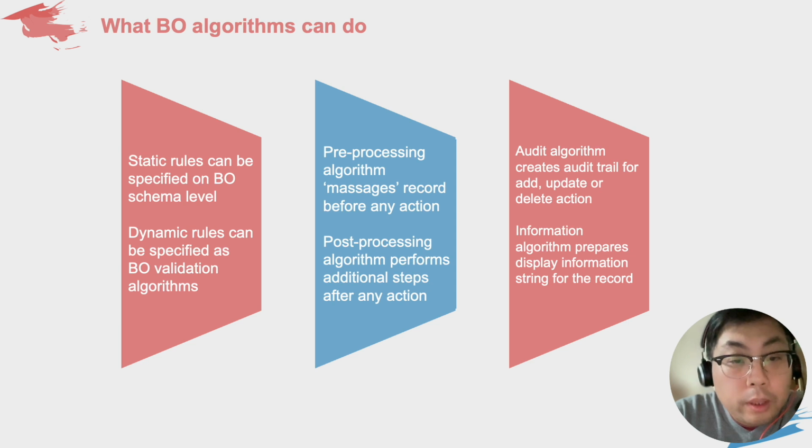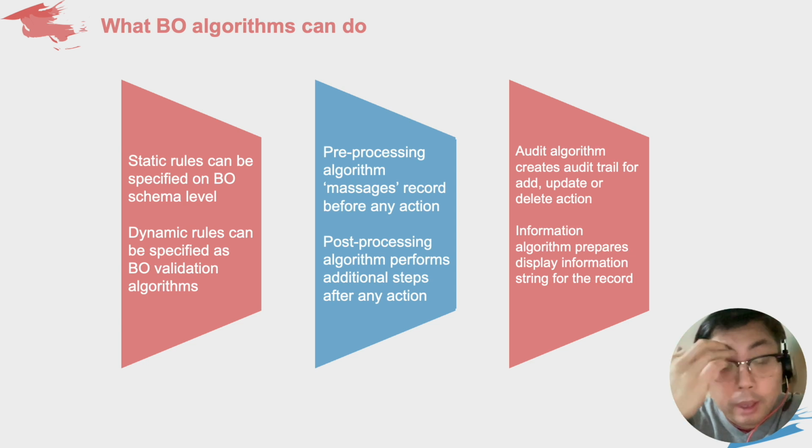And also we have audit rule. We've seen the audit rule being used most likely if there is a change to the data, for example, on the add, update, or delete action. We could be writing an audit trail. We could also be using that to send an outbound message to another system to inform that something has changed, if this change is very critical for that system. So this kind of requirement can be satisfied by audit algorithm.